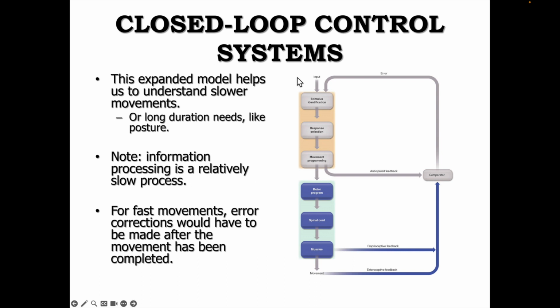So closed loop control systems do not work for fast movements because for fast movements, we don't have enough time to get feedback from the system. Therefore, for fast movements, error corrections have to be given after the movement has been completed. So closed loop control systems are great for slow movements, but they are very poor for fast movements.